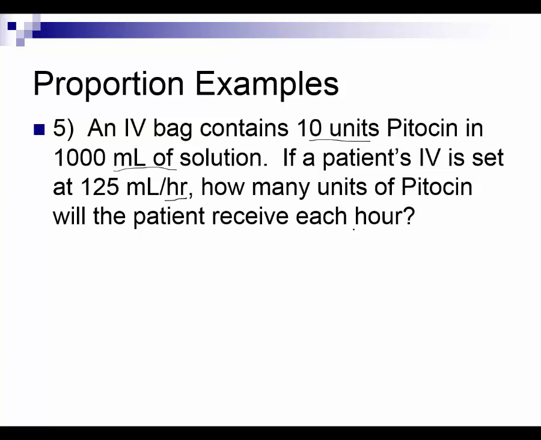In dosing problems, if I'm going to use the proportion method, I'll start with what is available. And in this case, there are 10 units available in 1,000 milliliters. And this gives me the first fraction. And so in a proportion, I have to have equal fractions.